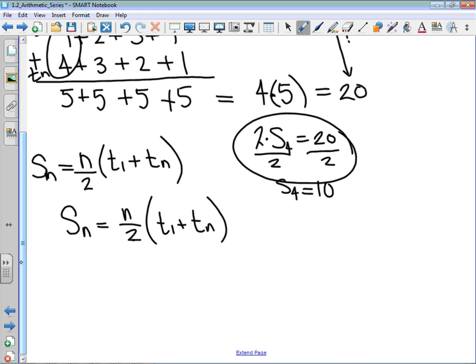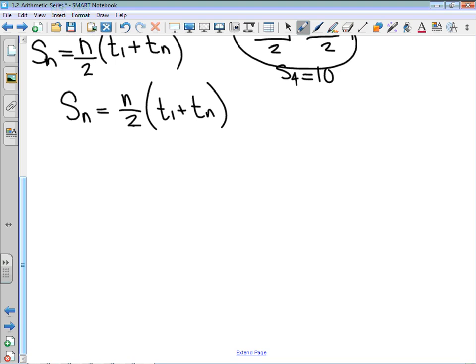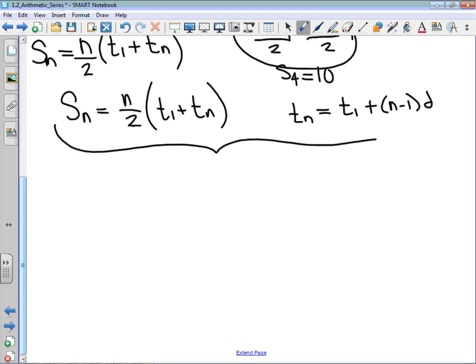We spent some time in 1.1 talking about how Tn in any arithmetic series, or sequence for that matter, is term 1 plus n minus 1 times the common difference. What that allows us to do is put that into the other equation. If I combine these two equations, we're going to do a little bit of algebra here. So Sn is going to be n over 2 times term 1, but instead of Tn, I'm going to put in term 1 plus n minus 1 times the common difference.